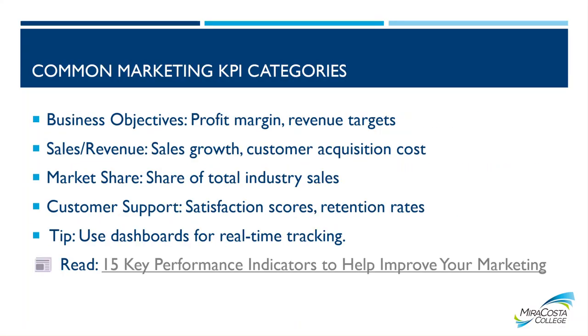Common marketing KPI categories: business objectives, profit margin, revenue targets, sales revenue, sales growth, customer acquisition cost, market share, share of total industry sales, customer support, satisfaction scores, retention rate. Tip: use dashboards for real-time tracking.